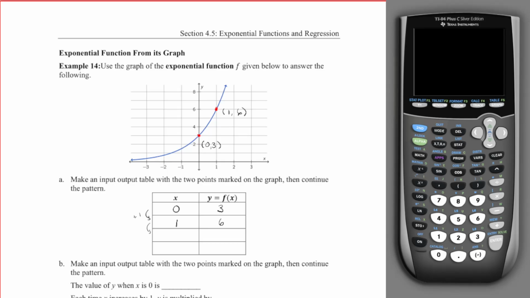We can see that each time x increases by 1, well, what do we need to multiply 3 by in order to get 6? By 2. Every time x increases by 1, y is multiplied by 2. Let's do one more time. x increases by 1, y is multiplied by 2. And so the next thing we're going to do is come up with the equation.